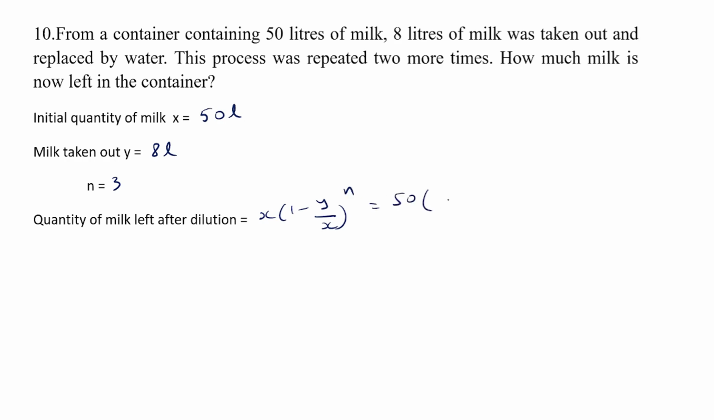So here x is 50 into 1 minus y, which is 8, by 50, the whole cube. So it is 50 into, LCM is 50, 50 minus 8 is... I'm sorry, 50 minus 8 is 42. So 42 by 50 the whole cube. Now when we simplify, we get it as 29.635 liters. So this much amount of milk is left in the container after these dilutions.